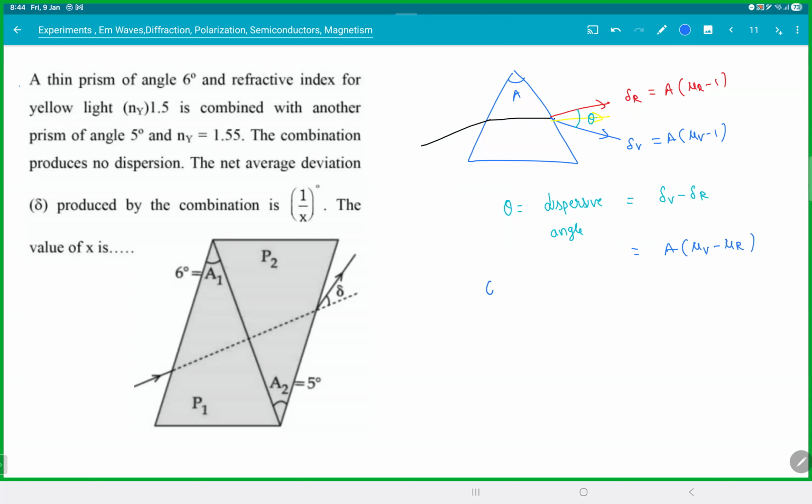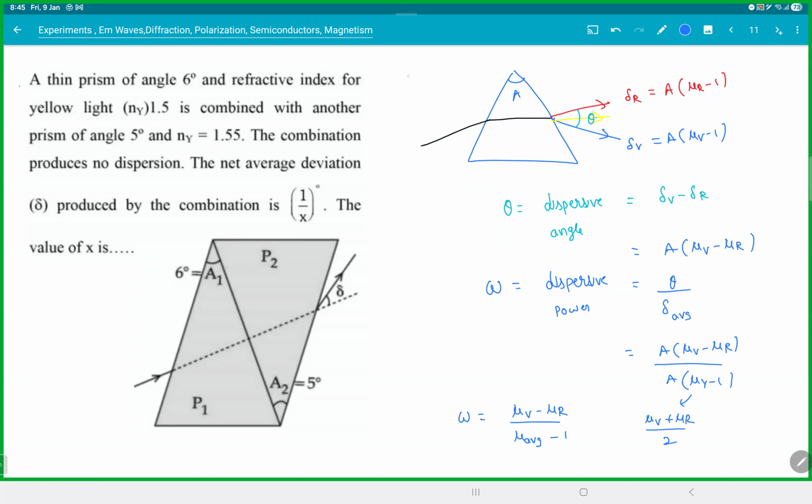Then we define something called omega, which is your dispersive power, which is nothing but the dispersive angle by the average deviation. That would be A into mu violet minus mu red, over A into mu minus 1. Generally, we take yellow here, which is mu yellow minus 1. If yellow is not available, we can also take the average, mu violet plus mu red by 2. That's your dispersive power formula: mu violet minus mu red by mu average minus 1. Average or yellow, any one of them. This is your dispersive power.